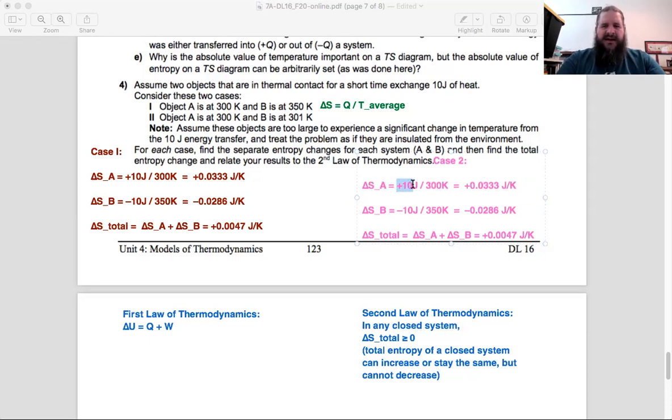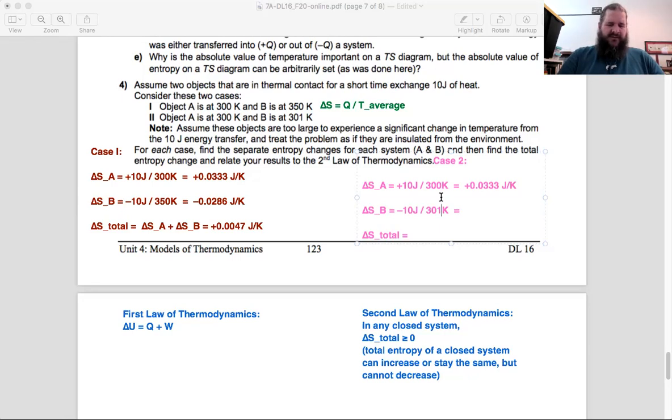A is still gaining 10 joules of heat while it's at 300 Kelvin. So it's still going to experience the exact same change in entropy. But we're changing some of the other stuff. Specifically, what's different about B? B is still losing 10 joules, but what's different? Right, it's at 301 Kelvin. So previously, the temperatures were very different. Now the temperatures are very close to each other.